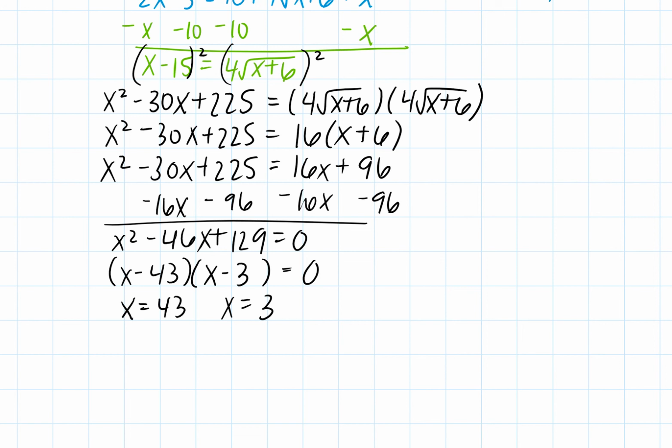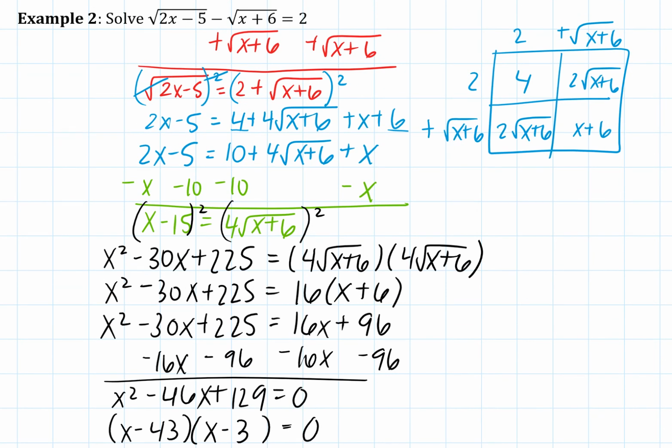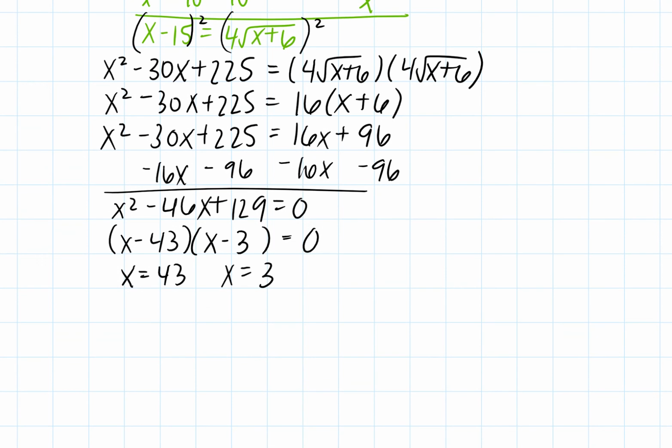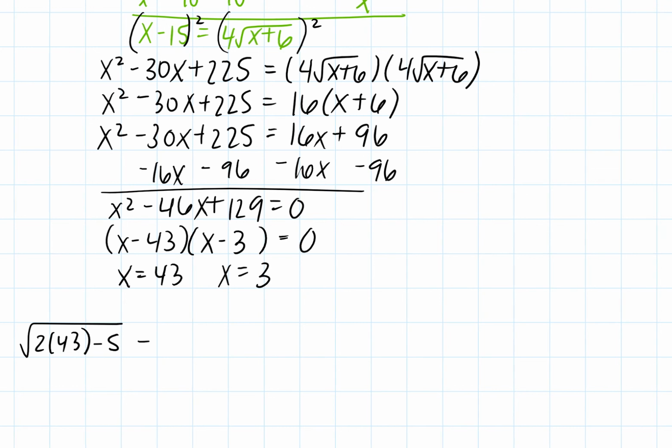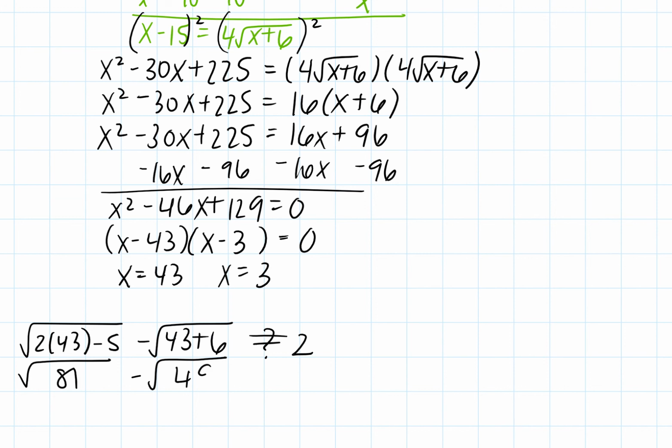Now again, when you're solving rational equations and radical equations, before you hastily box in these what appear to be solutions, you must check for extraneous solutions. Unlike rationals, you're not substituting into a denominator, you're substituting into the original equation. So we'll have 2 times 43 minus 5 minus root 43 plus 6. And we want to know, is that equal to 2? Square root of 81 minus square root of 49 would be 9 minus 7, which is indeed 2. Okay, so 43 is a solution. Good.